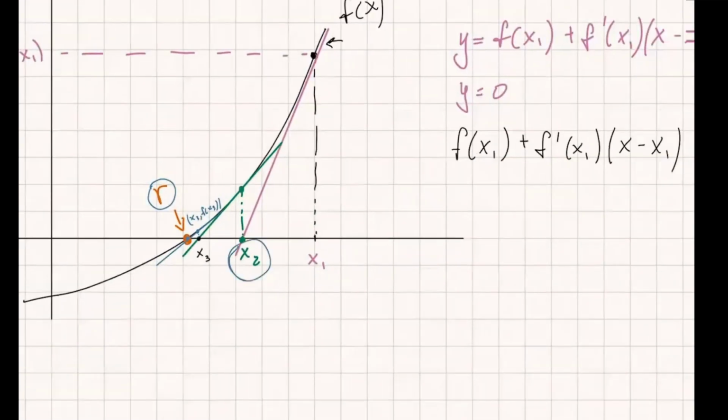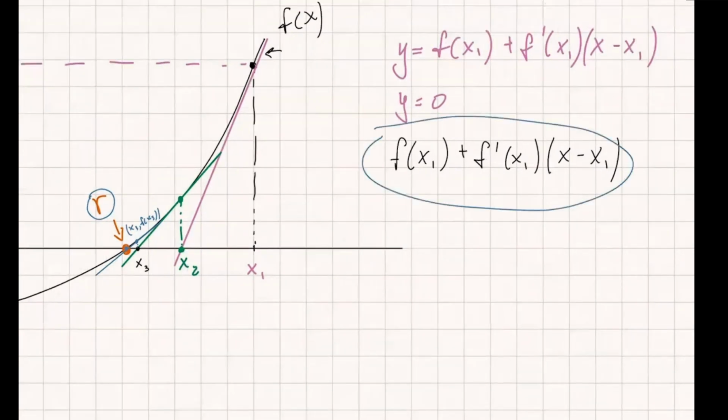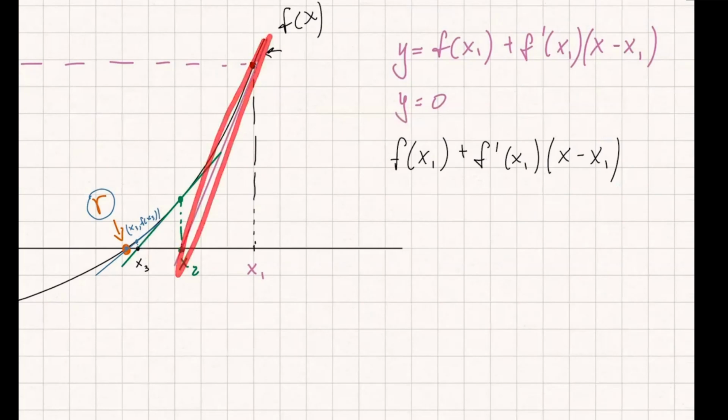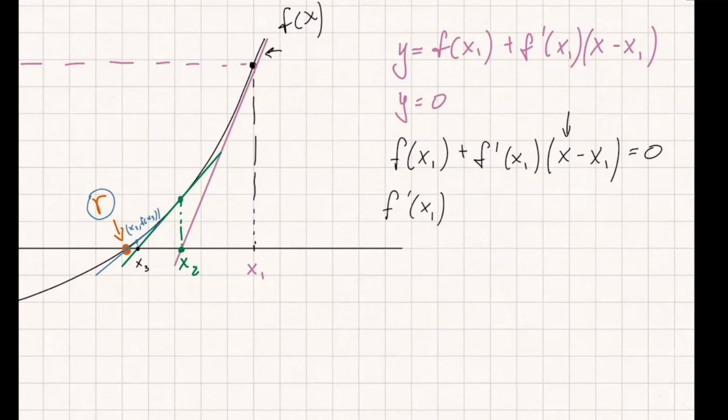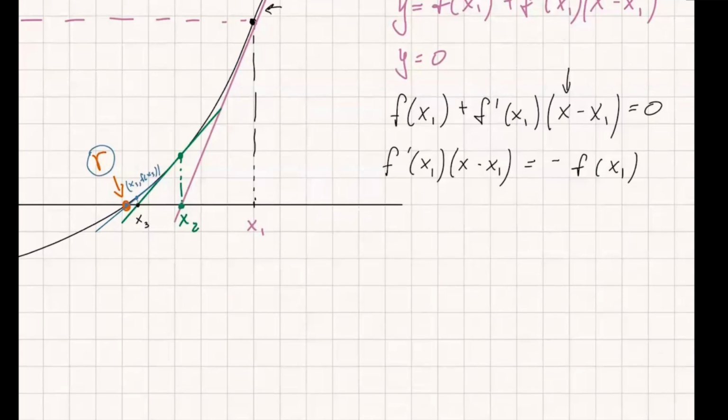Now, how do I find the formula for the next iteration? This is where we use the formula of the line, starting from this pink line. So this is the formula for the pink line, right? Now I need to solve this function, again we said that it's equal to 0. So I need to solve for this x. So what do I have? I have f prime of x1 times (x minus x1) is equal to negative f of x1. Now I divide everything by f prime of x1.